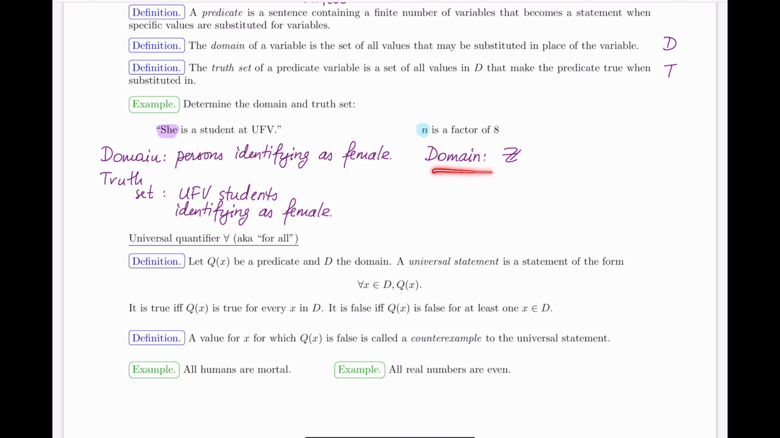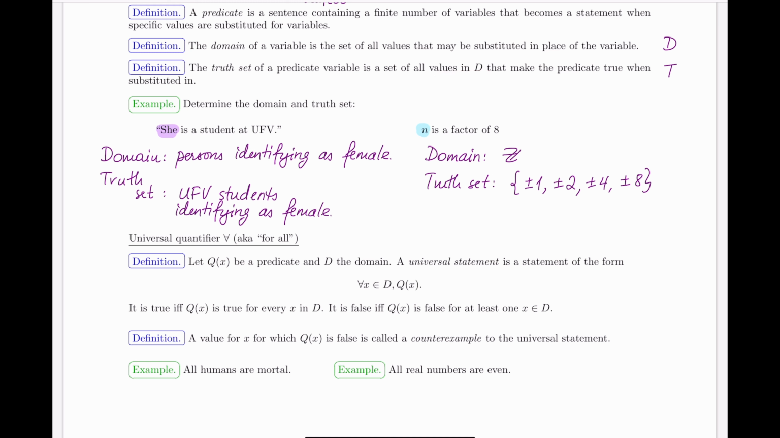Remember that the domain are all the things that we can reasonably plug in, but it could make the rest of the statement actually false. So what is the truth set of the statement? What are, in fact, the factors of 8? And we can list them. It's a truth set, so it's indeed a set. Factors of 8 are plus or minus 1, plus or minus 2, plus or minus 4, and plus and minus 8. So in both examples, notice that the truth set is the subset of the domain, and that is set like that by definition.